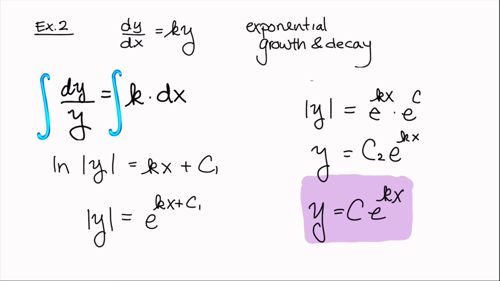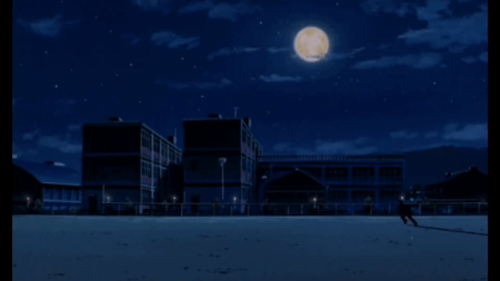Now, when we integrate dy over y, we get a natural log function, and we have to use its inverse, exponentiating, to find the solution y. And here we see y is equal to an arbitrary constant c times e to the kx. And this is again why we get a lot of exponentials in the solutions to differential equations.